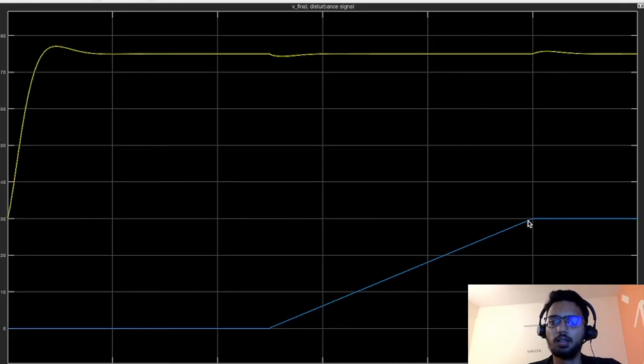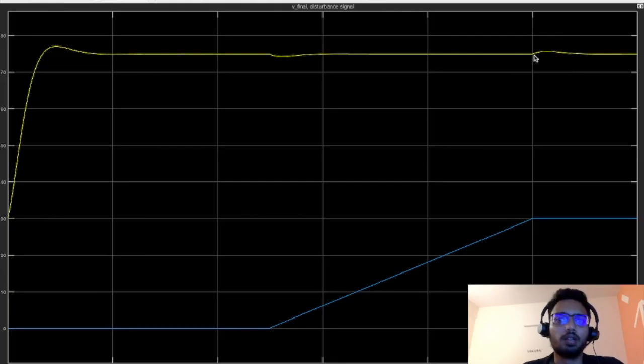Again, when the disturbance signal becomes constant at 30 km per hour after 250 seconds, here the disturbance was continuously increasing, so the PID controller would have been increasing the value of input to the throttle, but then when it suddenly becomes constant, there is a slight increase here also, but then again it comes under control after few seconds.